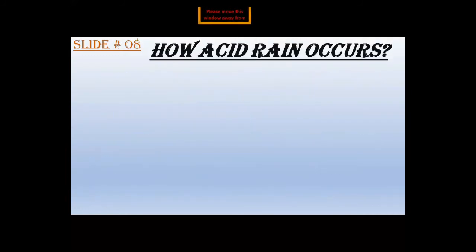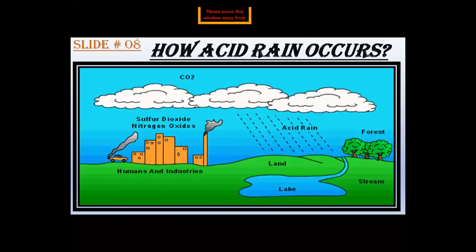In slide number 8, we will discuss how acid rain occurs. We will discuss it by the help of this diagram. I hope you will understand it very well. Acid rain is caused by a chemical reaction.